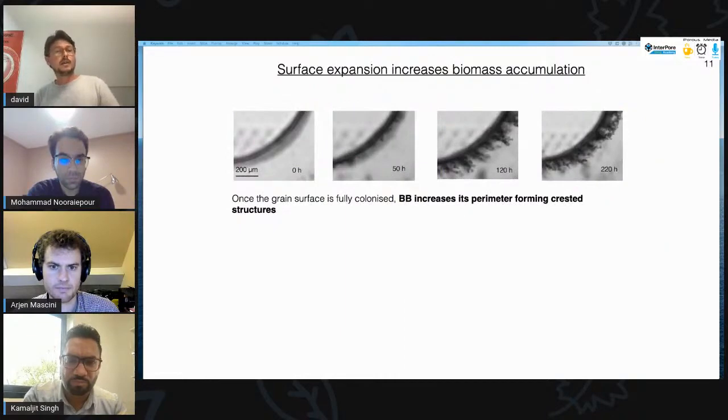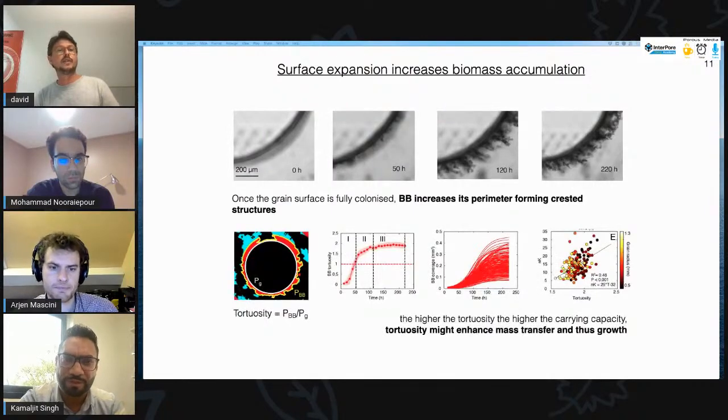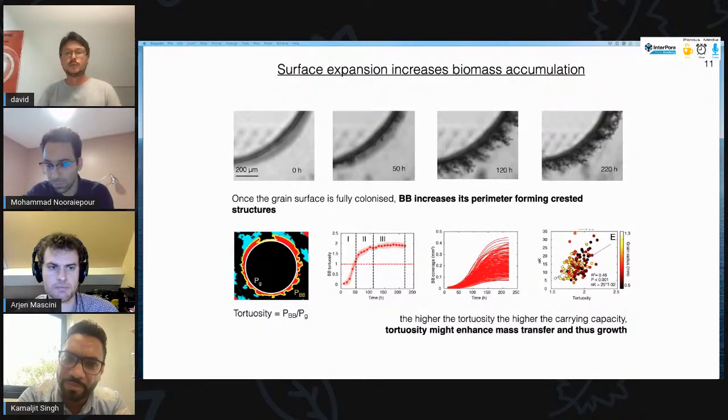We noticed, however, another mechanism which allows the biofilm to gain biomass. Once the grain surface was fully colonized, the base biofilm increased its surface, forming these kinds of crested structures. So we measured what we call the tortuosity of the perimeter of the base biofilm, defined as the ratio between the actual base biofilm perimeter and the grain perimeter. And we could see in the plot that the higher the final tortuosity of the base biofilm, the higher the biomass achieved. So this suggests that these crested architectures promoted biofilm growth by enhancing the surface exposed to the mass transfer.